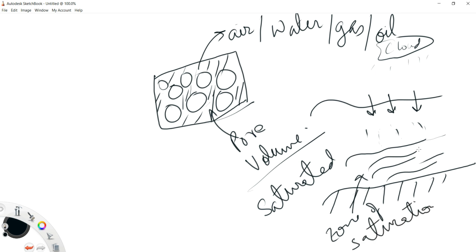where your pore is completely filled with water, and the top surface of this zone of saturation is called the water table. Okay, and of course this water table, you can imagine, will fluctuate seasonally. As you have more rainfall events, this water table will rise up, and during the dry season this water table will go down. And lots of times as humans, we drill wells and we pump water out from this zone of saturation.